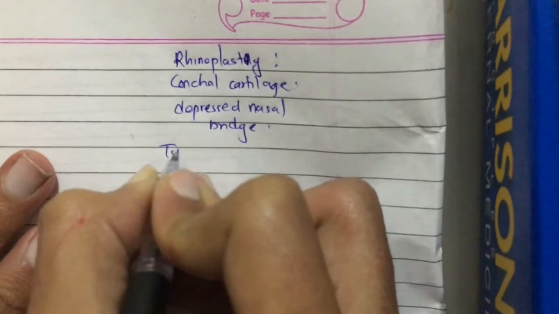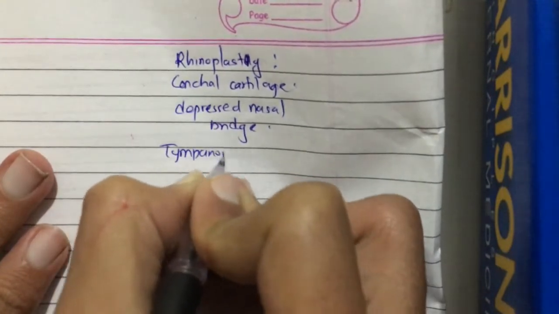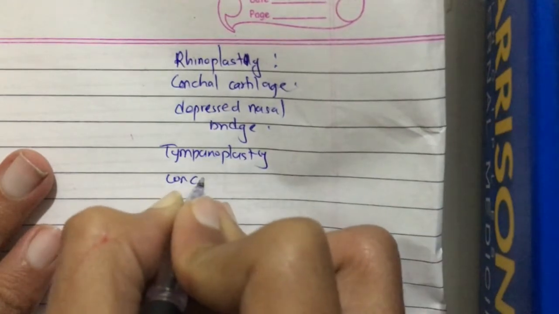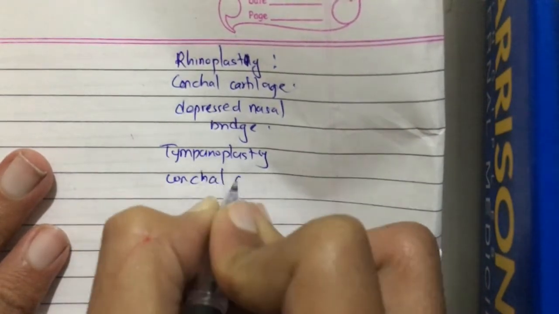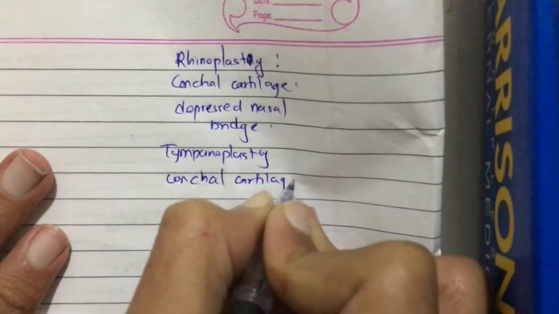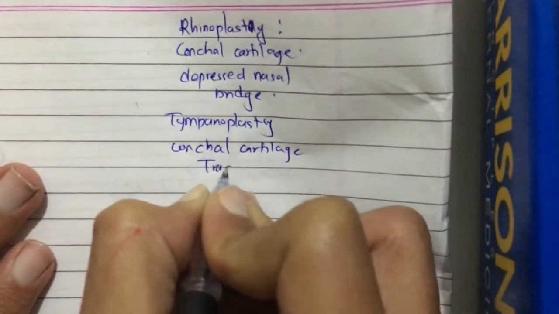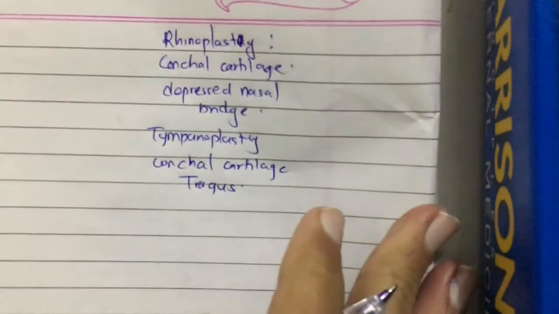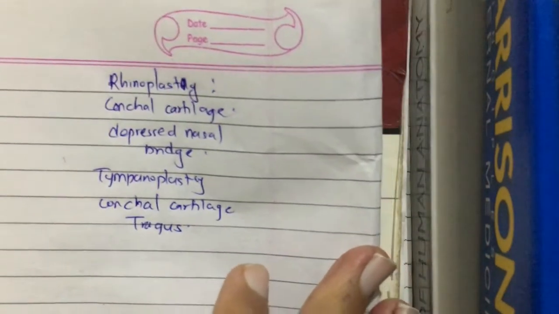For tympanoplasty, we use conchal cartilage and cartilage from the tragus for the correction of the tympanic membrane during tympanoplasty. Thank you.